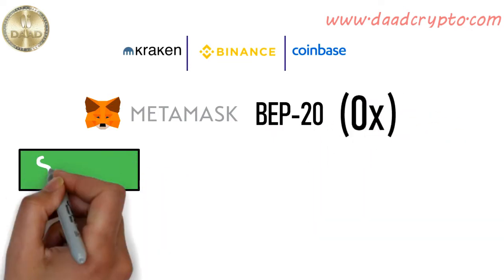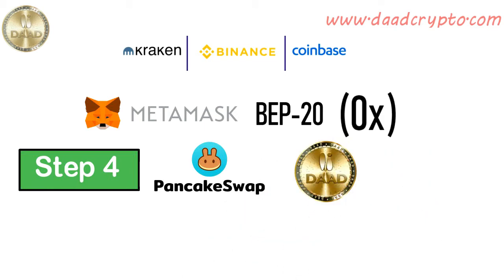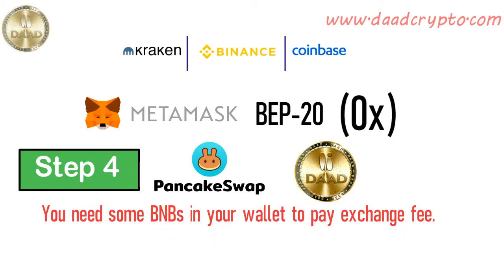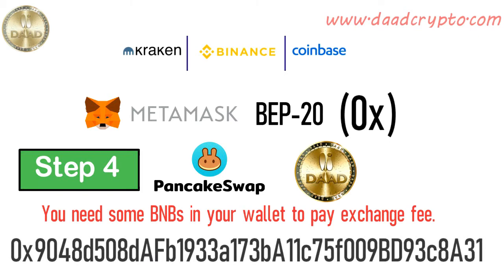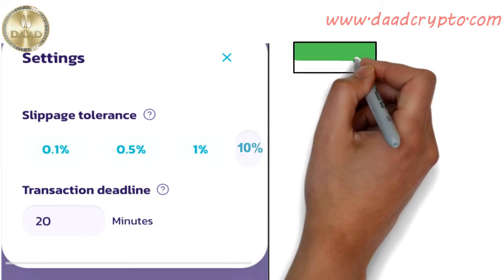Step 4. Head on to PancakeSwap and swap for DAAD. Here you need some BNBs in your wallet to pay exchange fee. Click here to head on over to PancakeSwap or use this address. To select DAAD, set the slippage tolerance to 10%. Sometimes it may be a bit more, depending on how much demand there is.